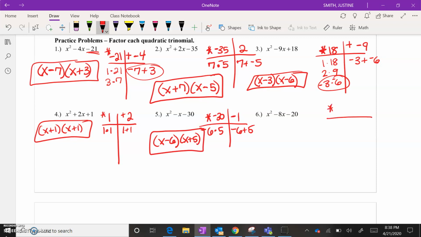Okay, multiplies to negative 20 and adds to negative 8. Okay, so again, I'm going to go through 2 times 10, and if I make it a negative 10 plus 2, that will also give me the negative 8.